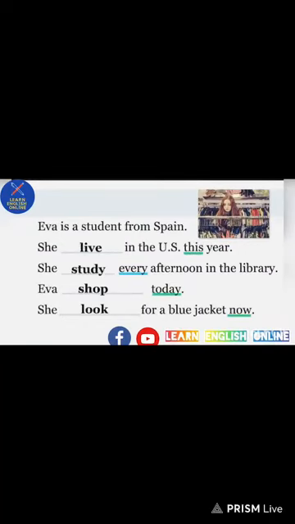These signal words tell us how we should change the verbs. Are you ready for the answers? Ava is a student from Spain. She is living in the U.S. this year. This year tells me it should be present progressive because it's happening now. She studies every afternoon in the library. Every tells me it happens this afternoon, tomorrow afternoon, the next afternoon. That means it needs to be in the simple present.